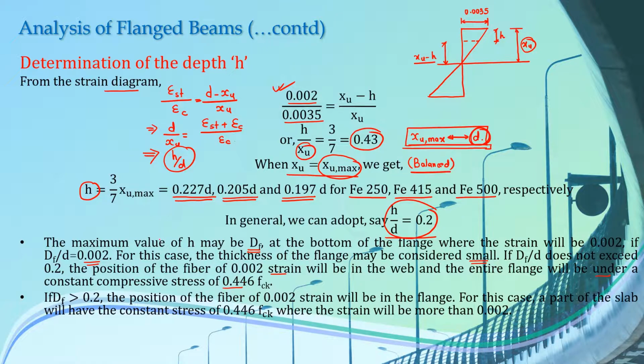So what it is trying to tell us is that the maximum value of H may be Df. So let's see here. We have got here H by D is equal to 0.2. So we can say that H equals 0.2D.